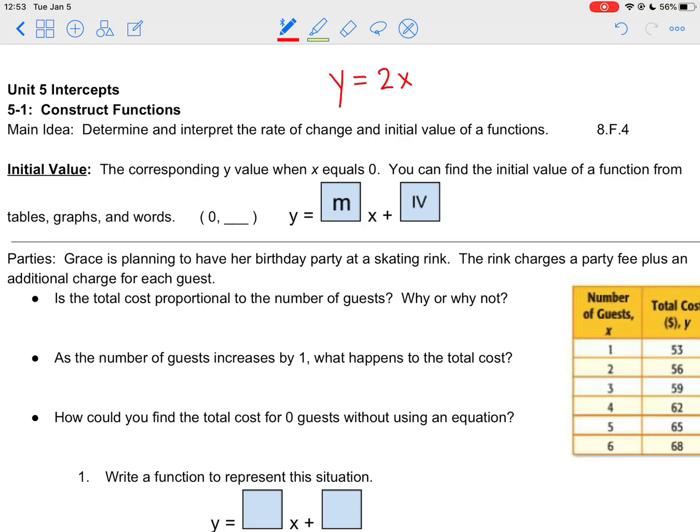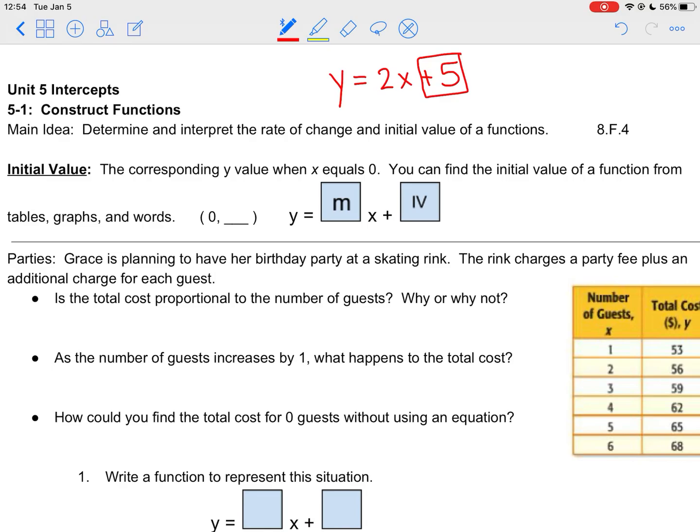If we talk about any general equation that we've looked at, the number that we're focusing on now is going to be this constant at the end. So the plus 5 in this equation I just made up. That number is called the initial value. It's the corresponding y value when x is 0. So this would form an ordered pair.